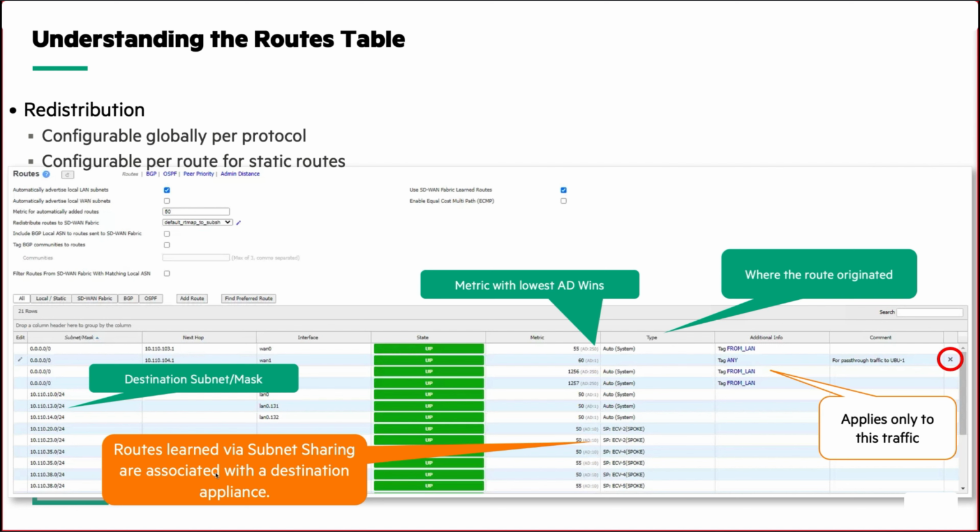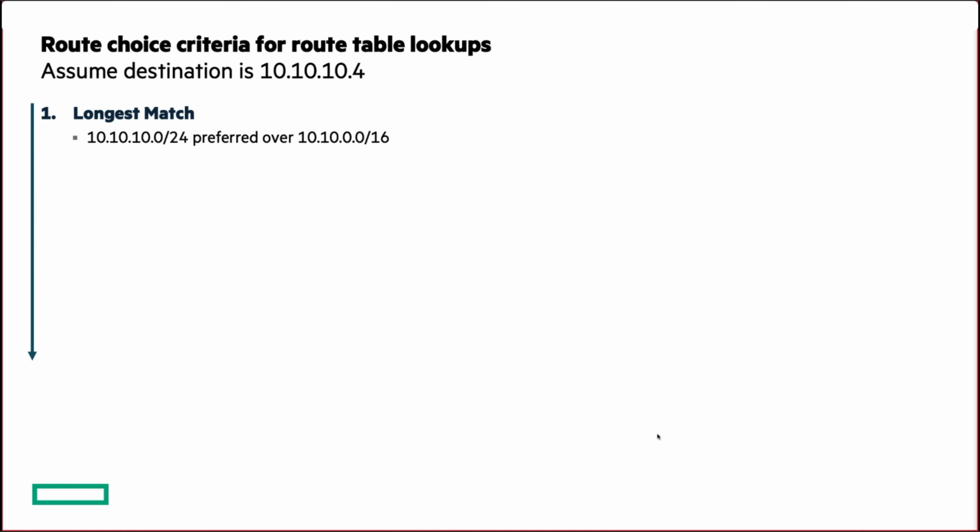Unlike routes which point to a next hop, routes learned via subnet sharing are associated with a destination appliance. So think of the destination appliance as the next hop. When you see auto or system, that means it's a locally attached subnet. So I mentioned administrative distance. The metric isn't the first thing that the Edge Connect will look at when it's determining which route in the routes table to use. There's a route selection criteria to ensure that the behavior in your network is predictable and deterministic.